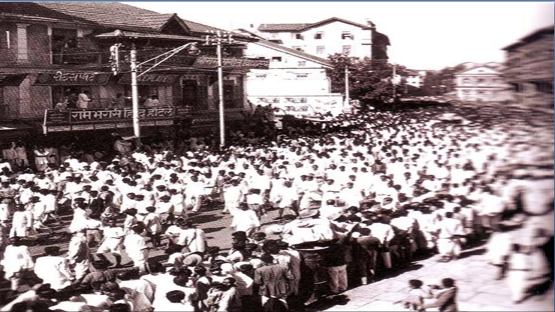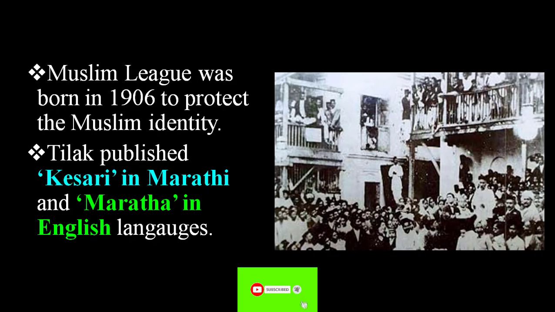Here is how the celebrations were held during that time, as the radicals introduced these concepts. The Muslim League was born in 1906 to protect Muslim identity.